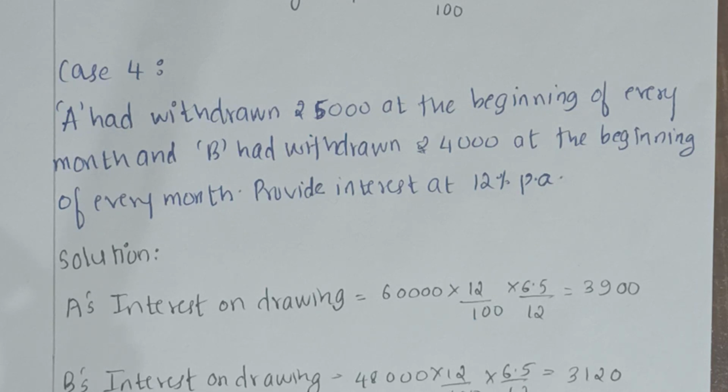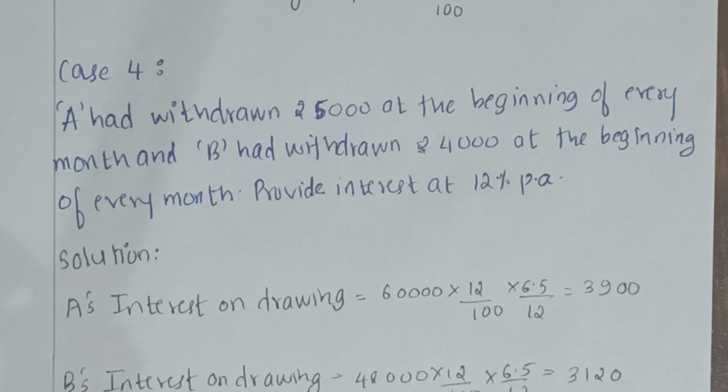Okay, so students, first of all we should know that this is at the beginning of every month. Whenever the words beginning of every month come, we have to remember that it will be 6.5 divided by 12. Whenever 12% per annum is mentioned, we normally take 6 by 12. But here it's mentioned that the drawings took place at the beginning of every month, so it will always be 6.5 by 12.